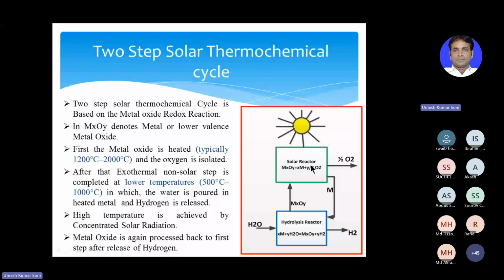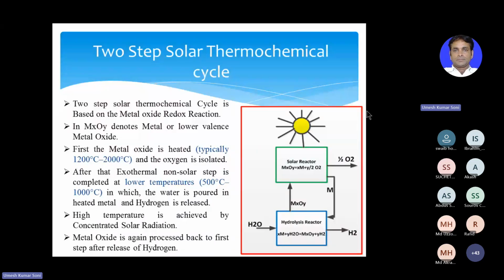Okay. So here at very high temperature, there is a solar thermal collector, and the solar thermal collector will heat the chamber, that is the solar reactor, and in the solar reactor there will be higher valence metal oxide. This metal oxide will be converted to the metal as well as to the oxygen. The oxygen will be emitted, and this metal, which is in a very heated condition, is again reacted with the water.